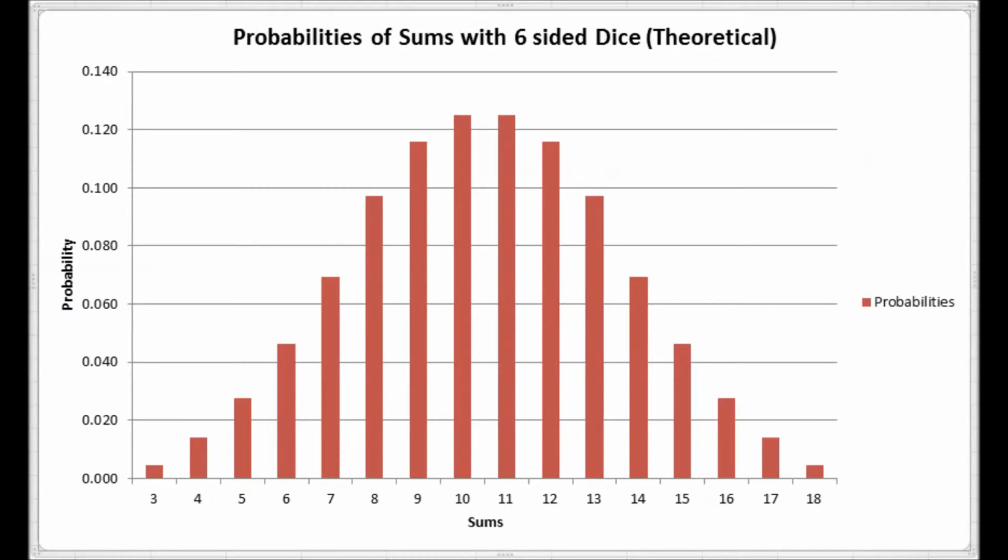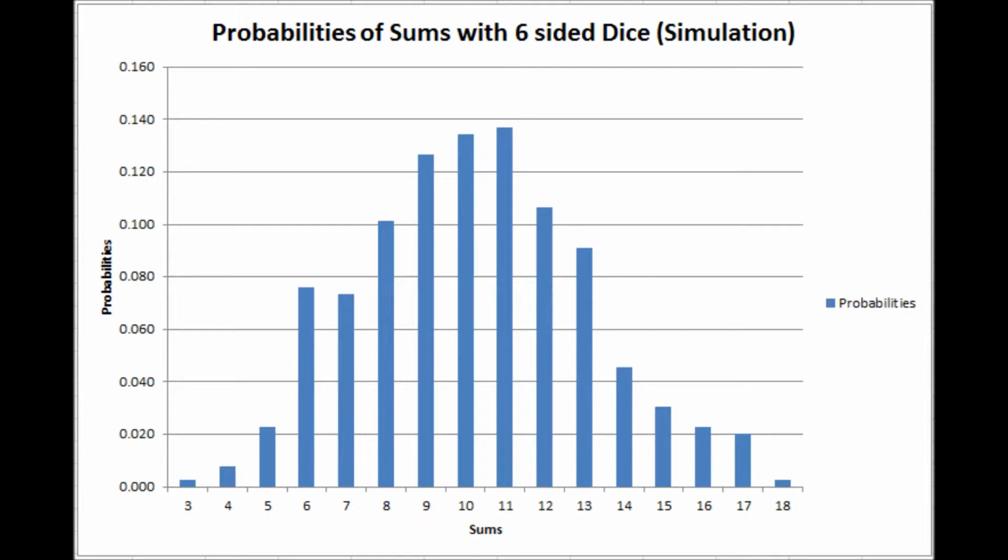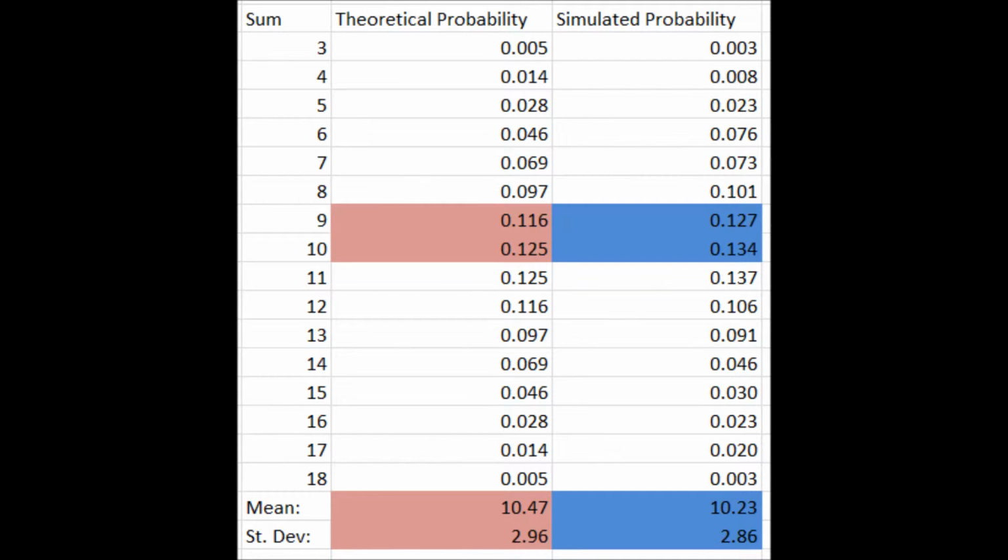So when we compared our theoretical data versus our simulation data, we found that they had many similarities. The graph of our data had a similar shape to the sample space, with the highest frequencies occurring at 10 and 11. The similarities in the mean and standard deviations of the theoretical probability and the simulated probability show that our results were very similar, further proving Galileo's theory.